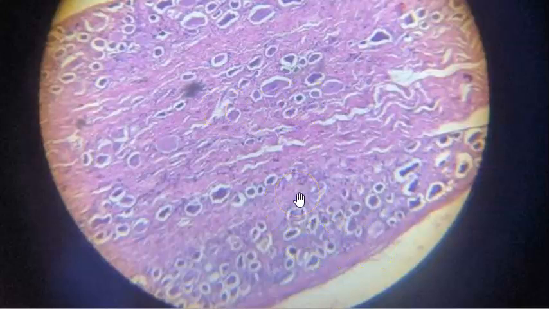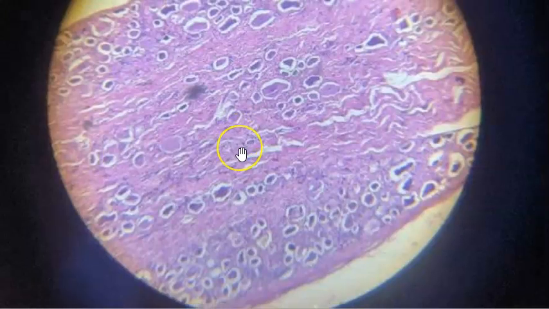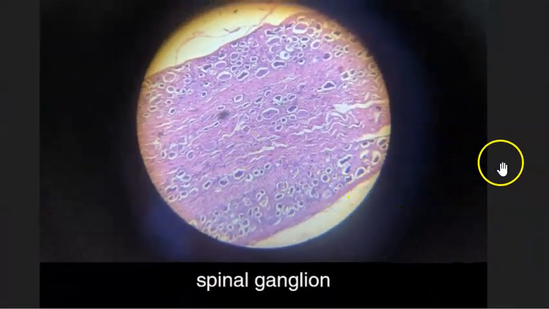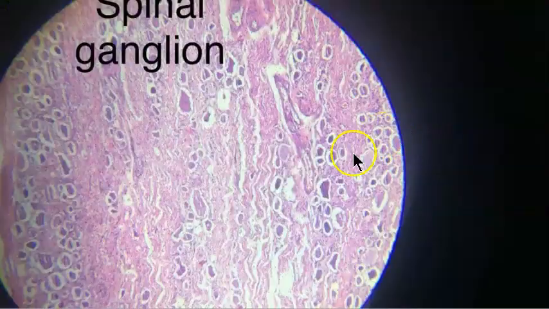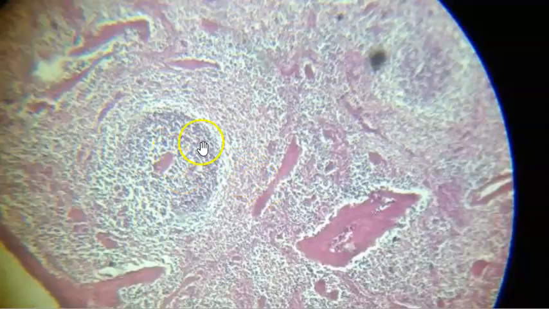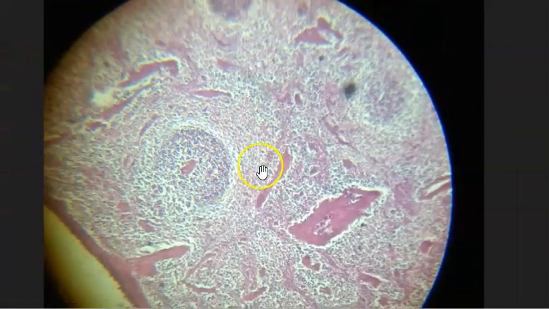But in sympathetic, they'll be star-shaped. And these will have what? Central nucleus. And around it, they'll have cytoplasm. So this is spinal ganglion. Dorsal root ganglion, sensory ganglion. This is also the same thing, spinal ganglion. What do you think this is? You have the red and white or something, right? What is that?